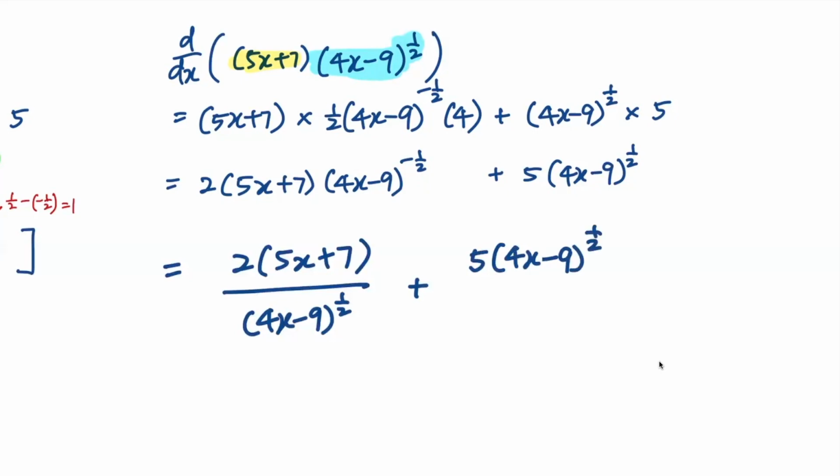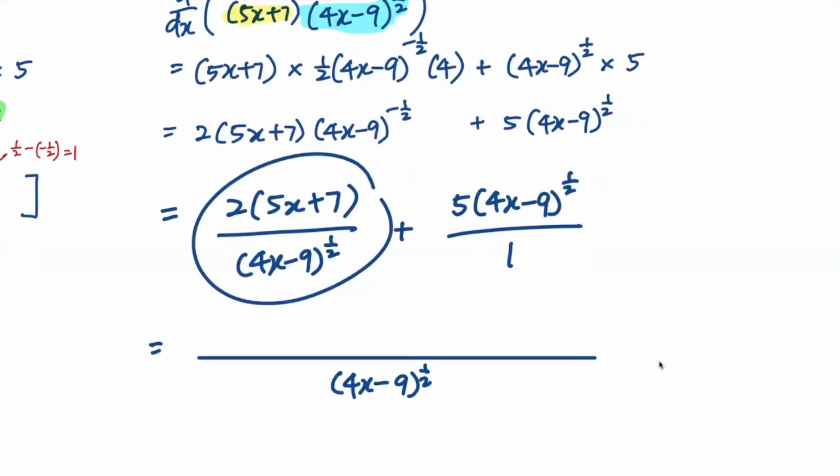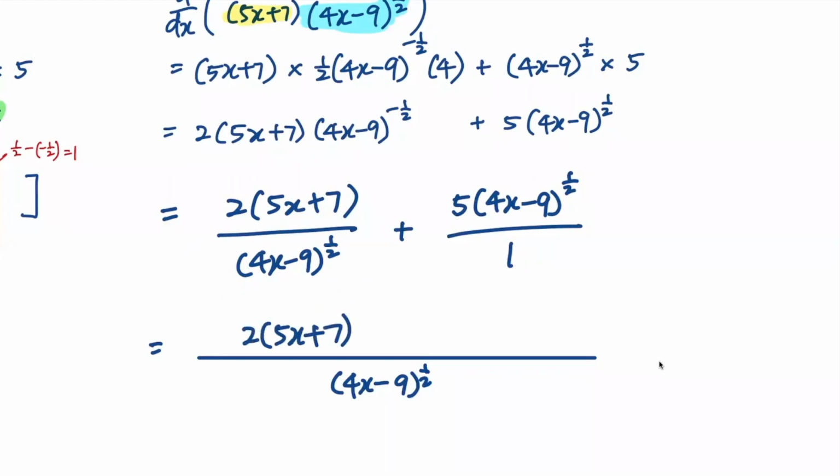So I write it as one fraction. The one on the left can be written as a fraction. The one on the right, you can also write as a fraction. But what happens here is you want to combine the two fractions together into one. So how do I combine two fractions into one? You make them the same denominator. So both denominators, you make 4x minus 9 power half. The very first fraction over here, nothing changes because the denominator is already 4x minus 9 power half.